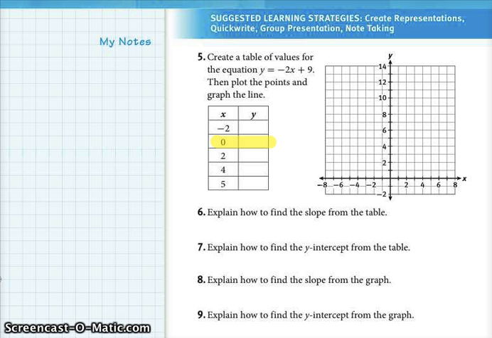Oh, then you gotta use the equation to put the values in the table, and then you put the points on the graph, and then you use rise over run. I can count rise over run.